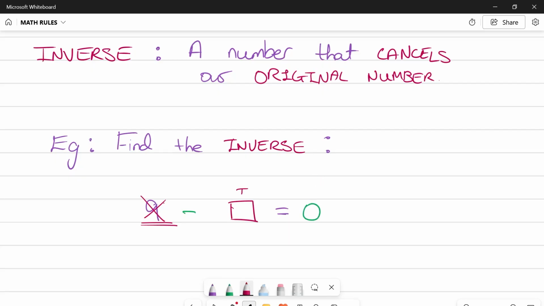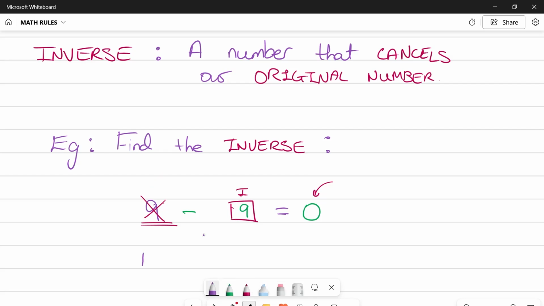9 minus the inverse should leave us with 0, since the inverse cancels our original number. So what number cancels 9? 9. The inverse of a number when doing subtraction is the original number. 9 minus 9 leaves us with 0. In other words, this 9 cancels the first.